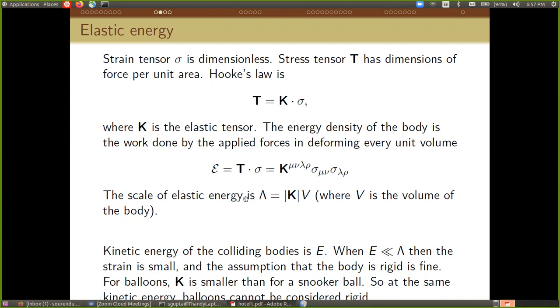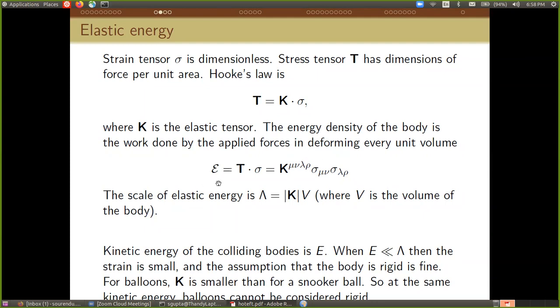So the scale of elastic energy. Is there any specific property of this fourth rank elastic tensor? Yeah, there are lots of properties. They have to do with the symmetries of the solid and so on. The indices. Sorry, Ian? No, I'm just saying that there are four indices. It's a rank four tensor. Yeah, okay. So this is a rank four tensor. The specific forms, etc., are not very important.